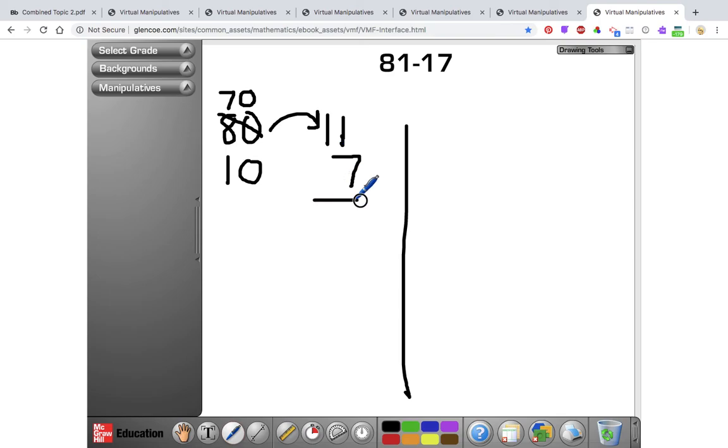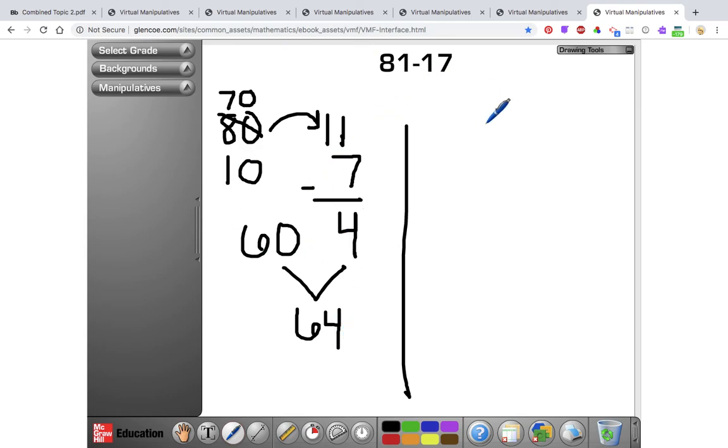Then I'm going to subtract. 11 minus 7 is 4. 70 minus 10 is 60. Since I broke them apart, I have to put them back together, making that 64. So coming out with the same difference, just doing it a different way.